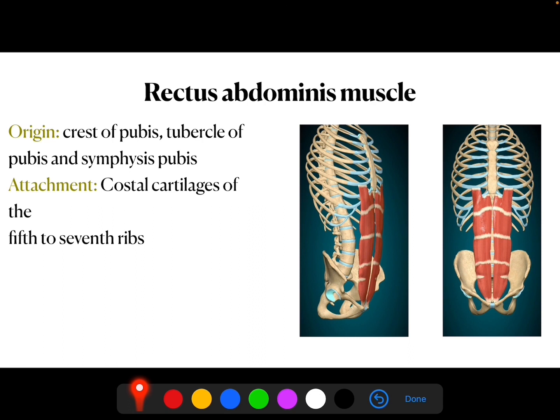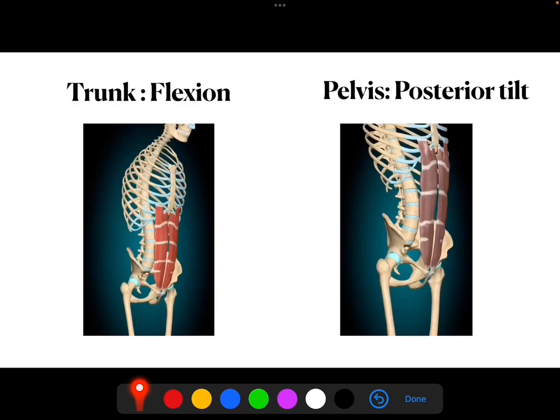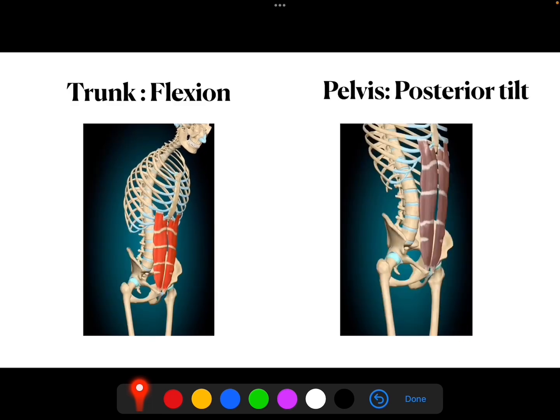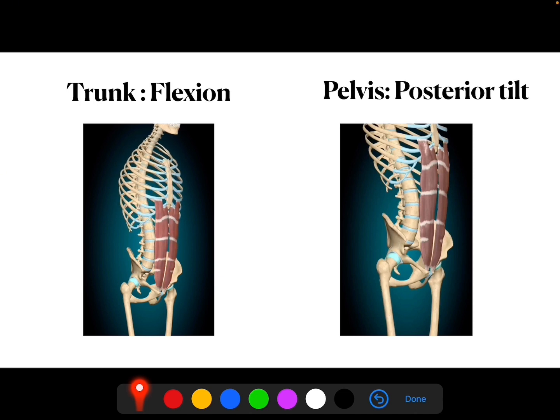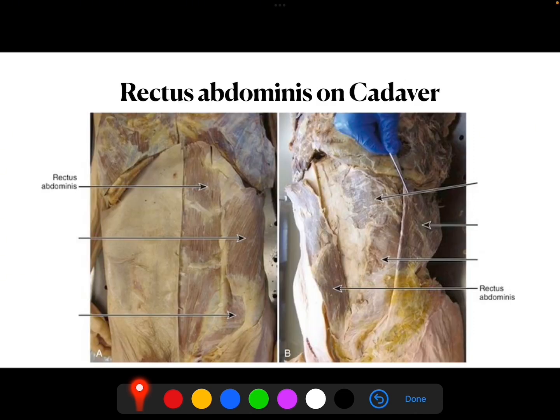Rectus abdominis muscle. It originates at the crest of the pubis, tubercle of the pubis, and pubic symphysis. It attaches to the costal cartilages from 5th to 7th ribs. Actions performed by this muscle are flexion of the trunk, posterior tilt of the pelvis, and this is what it looks like on the cadaver.